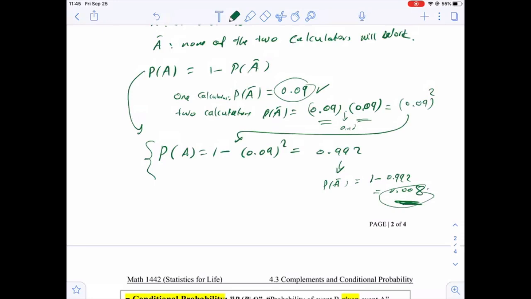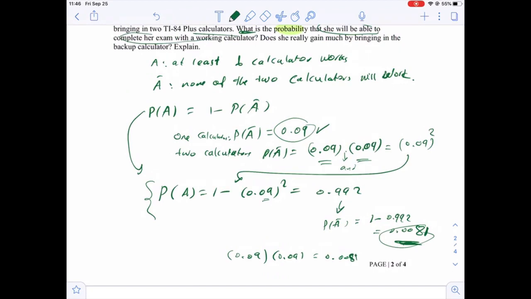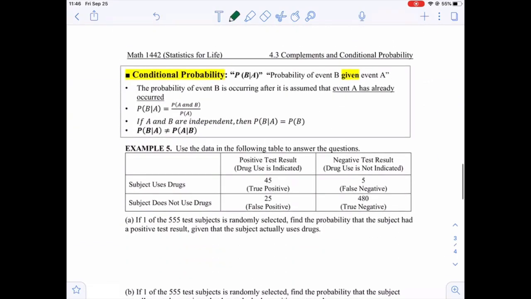So this should be 81, but because 0.09 times 0.09 is 0.0081. So as we can see, the probability gets better for at least one of the calculators to work. Okay, so now the second part is about conditional probability.